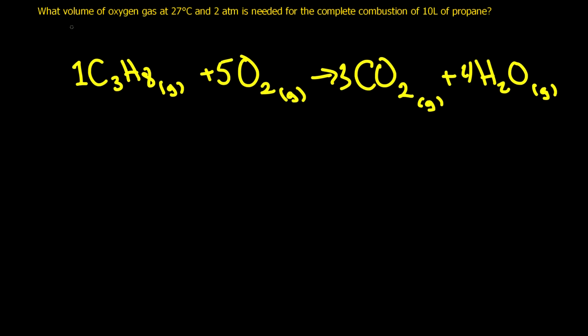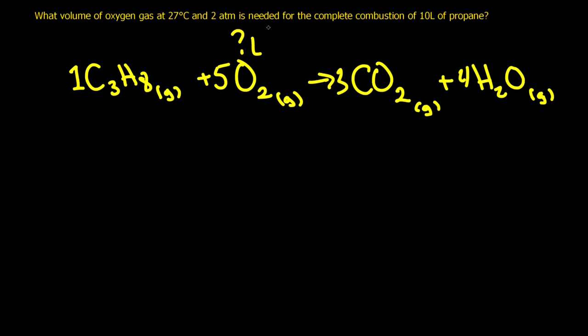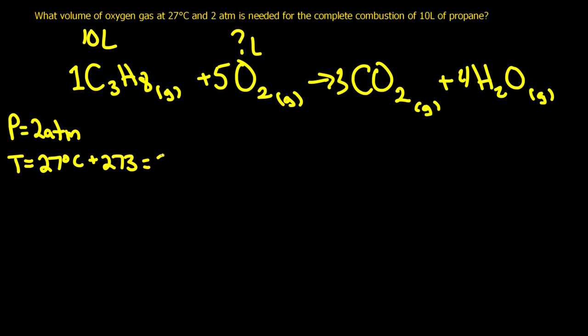So it says, what volume of oxygen gas, so that's going to be O2, I'm looking for the liters, from the complete combustion of 10 liters of propane. It says we got a pressure of 2 atmospheres and a temperature of 27 degrees Celsius. We got to change that to Kelvin. We add 273, and that should be 300 Kelvin even. Alright, so first we got to change this 10 liters to moles.